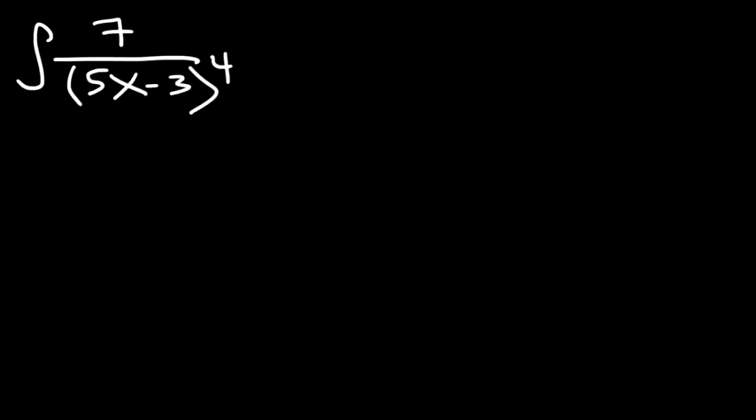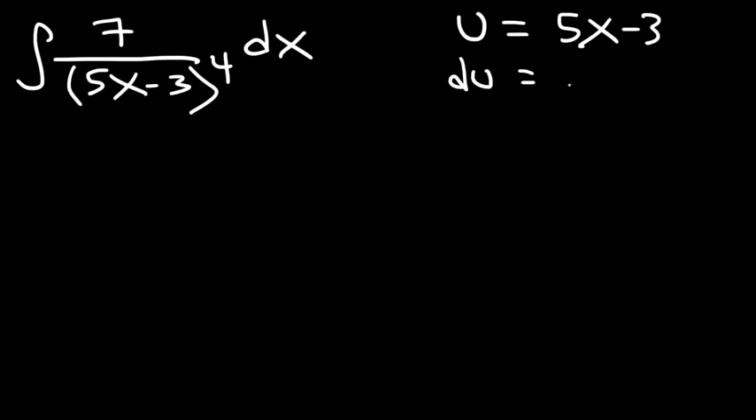Here's another similar example. Find the antiderivative of 7 over (5x minus 3) to the 4th power. Go ahead and try that problem. So first, let's use u substitution. Let's make u equal to 5x minus 3. So du is going to be the derivative of 5x minus 3, which is 5, times dx.